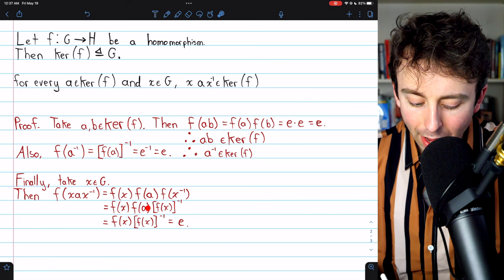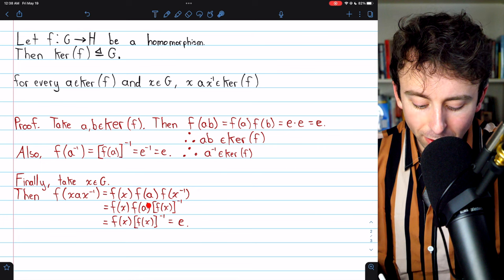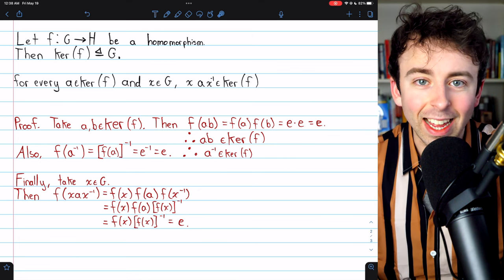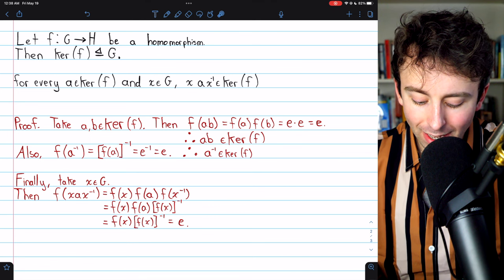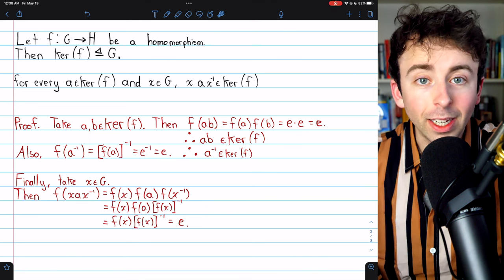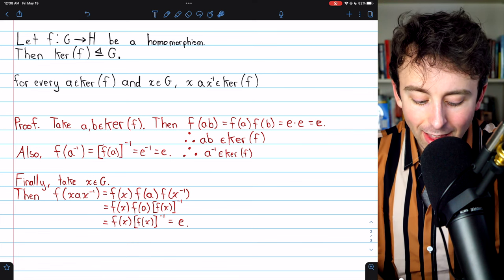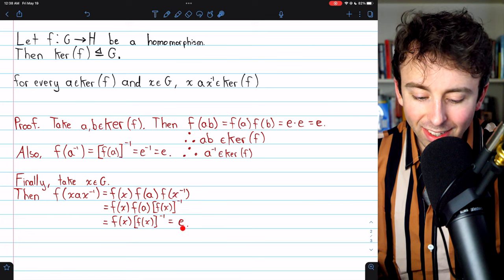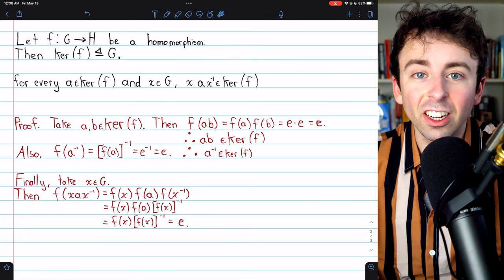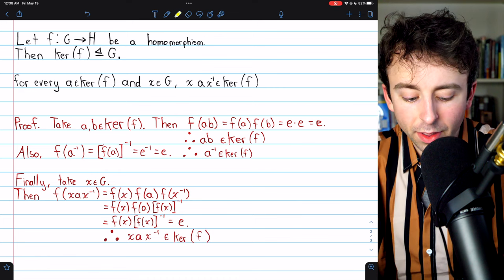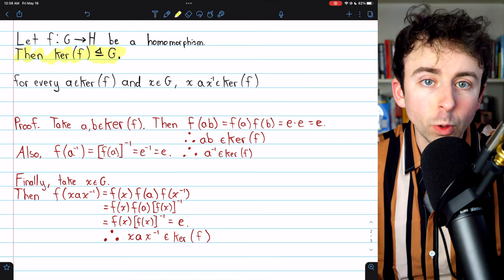But F of A, since A is in the kernel, is the identity. So we can just make the F of A disappear. It's the identity. It's not changing anything. And so what remains is F of X times the inverse of F of X. By definition of inverse, that gives the identity. So we see that F of X A X inverse is the identity. So by definition, X A X inverse is in the kernel of F. And that proves that the kernel of F is a normal subgroup of the domain group G.